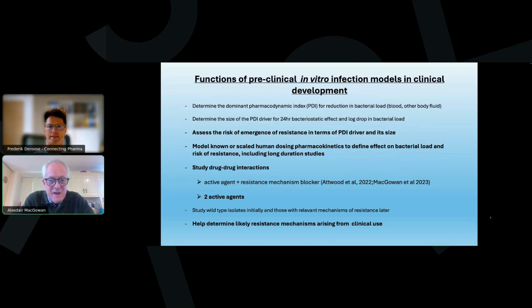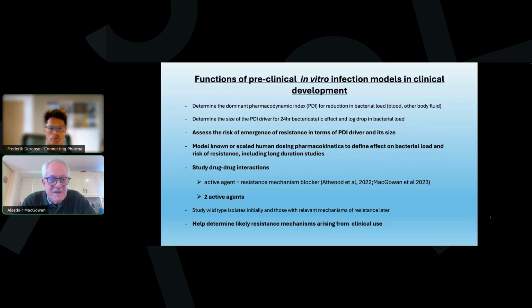And also there is a hope, particularly with the use of whole genome sequencing in terms of the resistant organisms that come out of these systems, that we might be able to make some predictions about what resistances are likely to arise in clinical practice. Although I would absolutely accept that that is rather speculative at the moment.